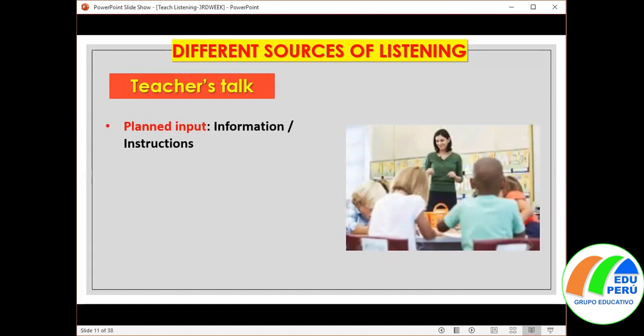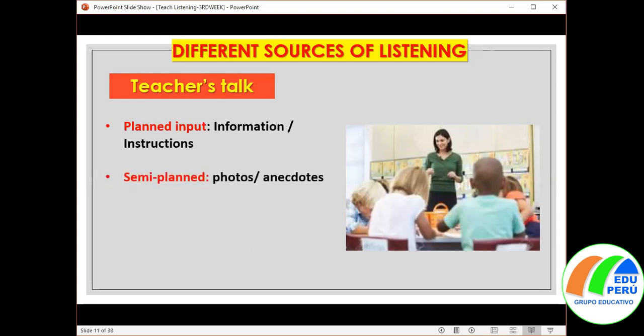We have a planned input, when the teacher is going to give instructions, some specific information. This is the planned input because the teacher is going to plan what he is going to say, what he is going to talk about. So, tomorrow I have to tell my students to complete this, and then we have to do that. So you plan this, no? You plan your talking, all right? This is the planned input. And specifically, we use this planned input to give some information, to give instructions, all right?